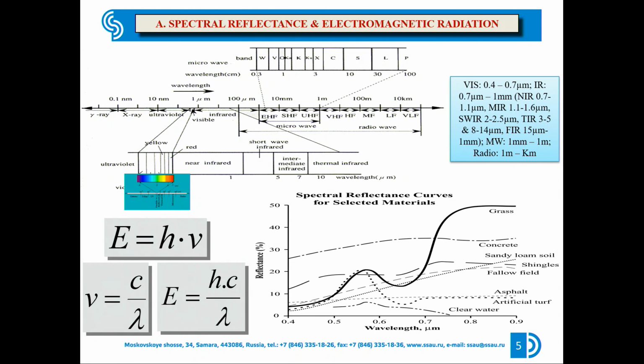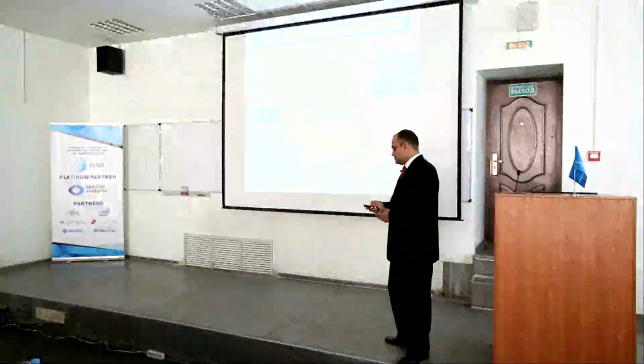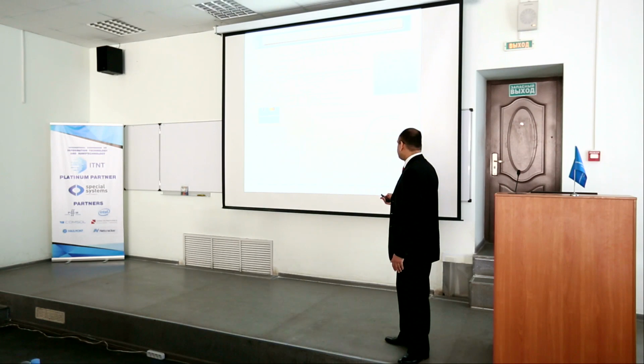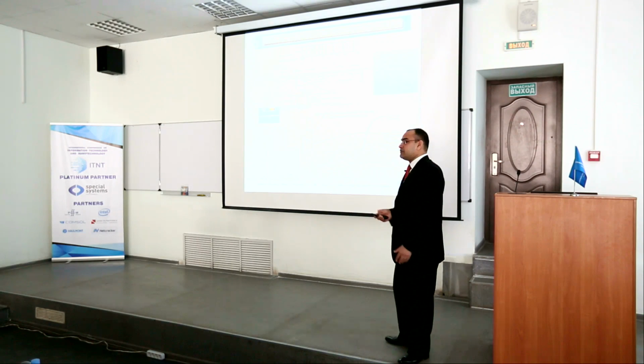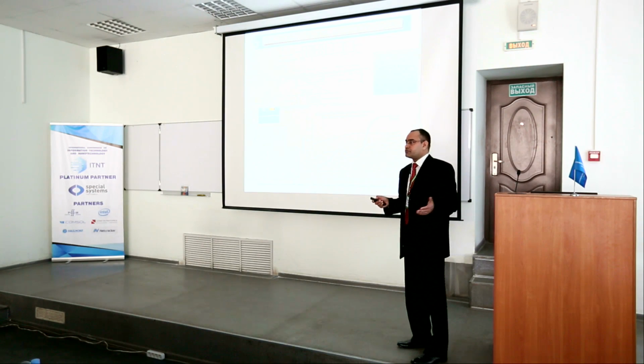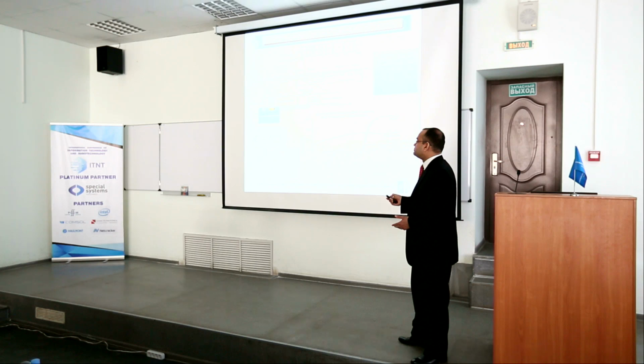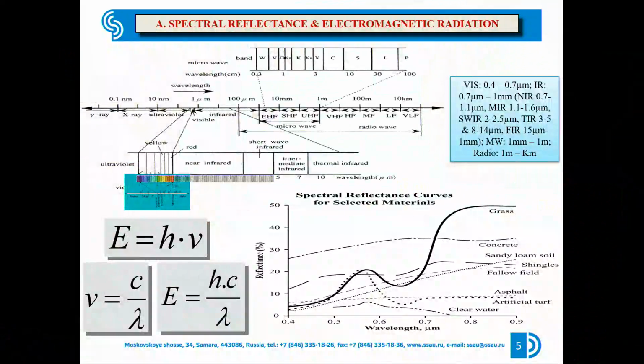This is the electromagnetic spectrum, and in remote sensing we always use the visible range from 0.4 to 0.7 micrometer, also infrared, microwave and thermal infrared. We are not using X-rays, gamma rays and ultraviolet in remote sensing. I will also tell you about hyperspectral remote sensing. In hyperspectral remote sensing we are using the visible as well as the near and short wave infrared region.